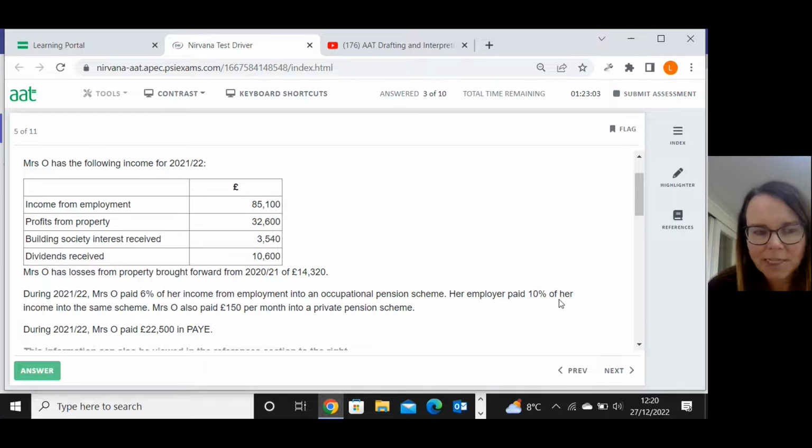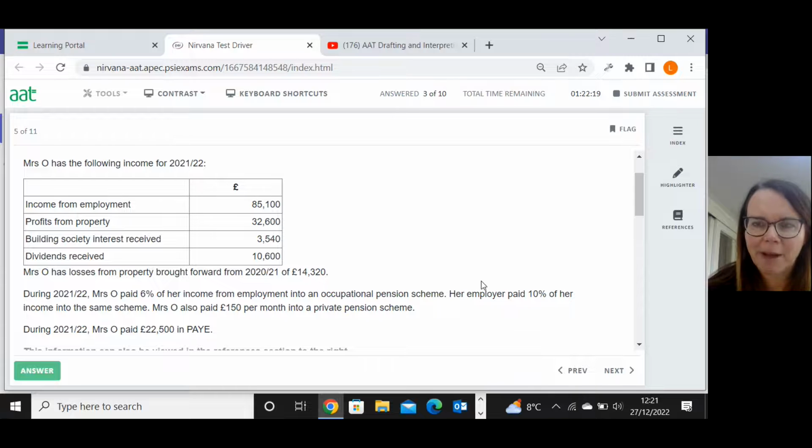Her employer paid 10% of her income into the same scheme. So an employer making a payment to the pension scheme is simply an exempt benefit, so I can just ignore that. Mrs. O also paid 150 per month into a private pension scheme. Right, so £150 per month, that's out of the net pay. So this is the one where the tax relief comes from raising the bands. I also have alarm bells ringing with a private pension scheme, that's going to affect my calculation of the personal allowance.